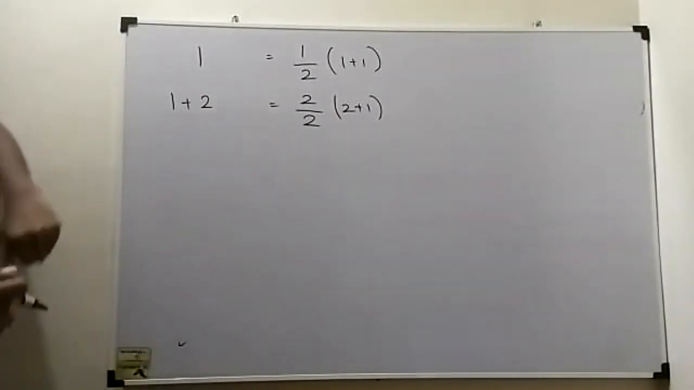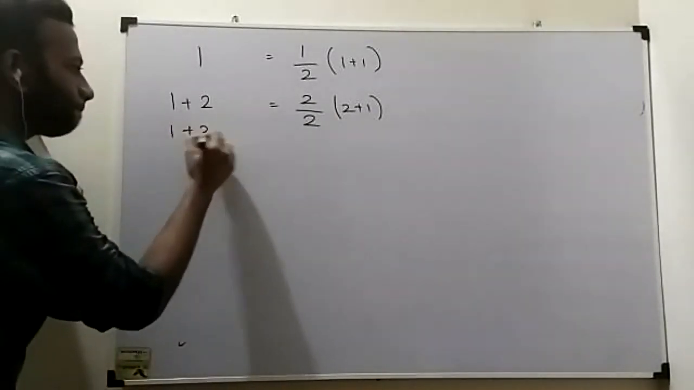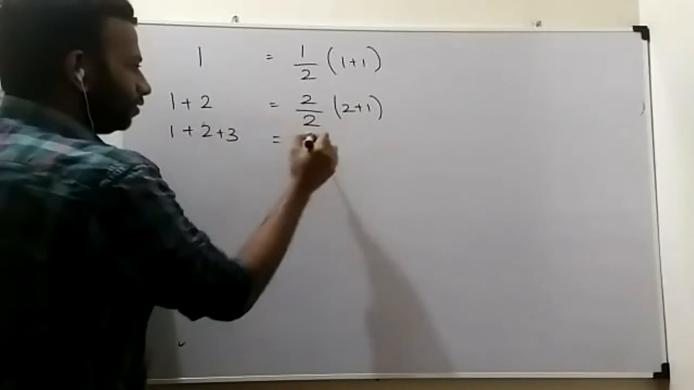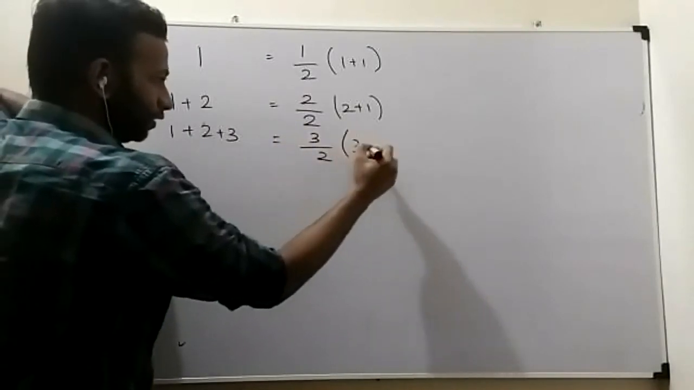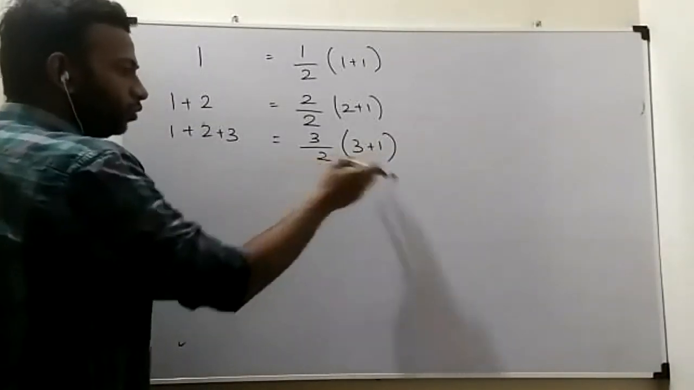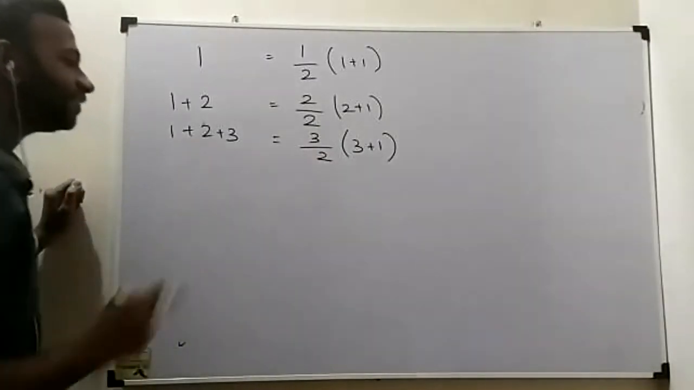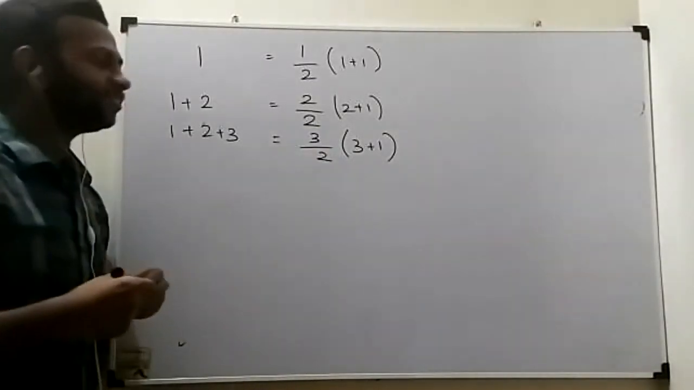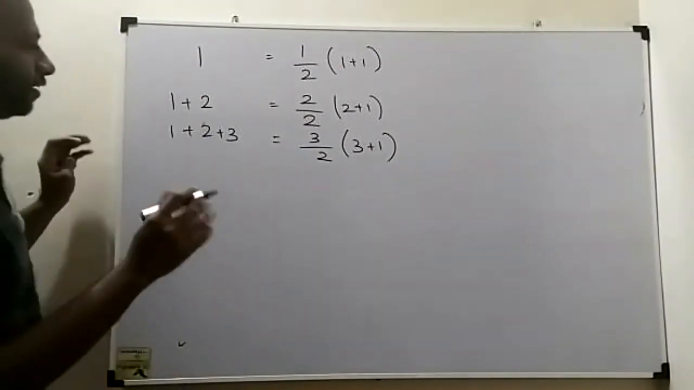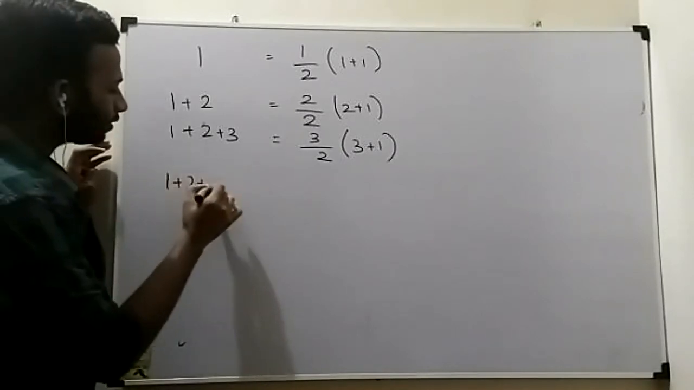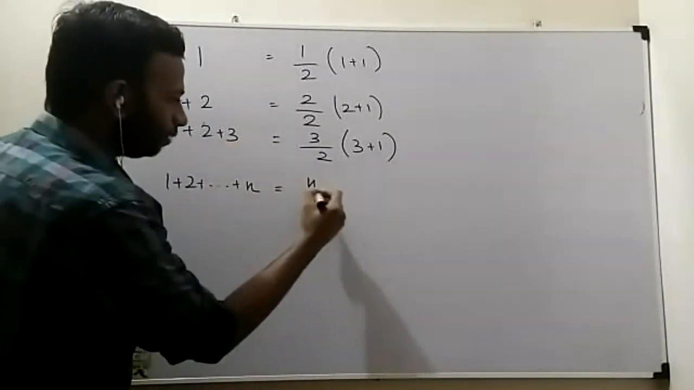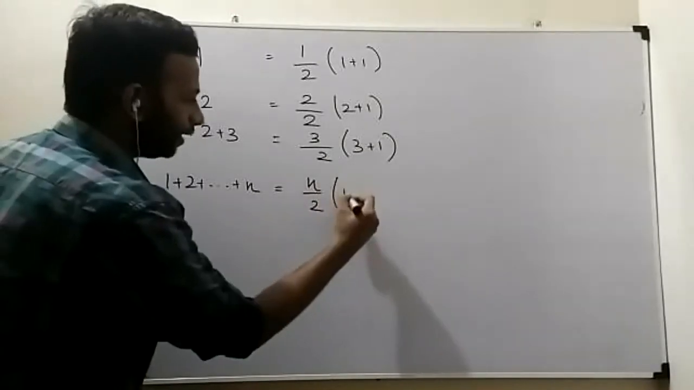Is this true for 3 also? Let's just take 1 plus 2 plus 3. Once again, the last number, 3, divided by 2, and add 1. Is it true? 3 plus 1 is 4. 4 divided by 2 is 2. 2 times 3 is 6. 1 plus 2 is 3, 3 plus 3 is 6. So the left-hand side is equal. Now you're like, oh my god, I have found a theorem. So what's this theorem? If it's 1 plus 2 plus up to n, you get the last number n divided by 2 times n plus 1.